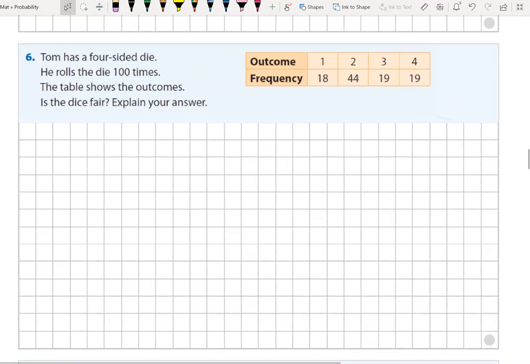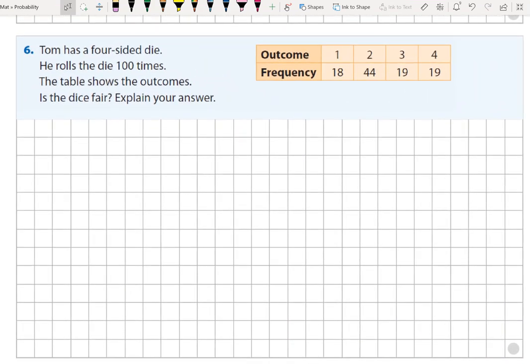So question 6. Tom has a 4-sided die. He rolls the die 100 times. The way a 4-sided die looks is something like this, where the bottom is a triangle and every side is sort of a triangle, where that's a straight line across there, and it's all equilateral triangles. The table shows the outcomes.